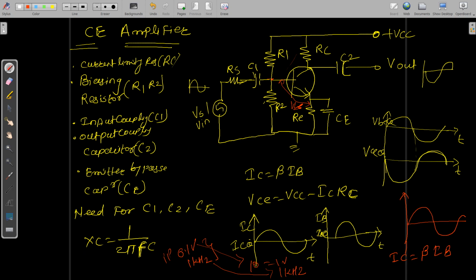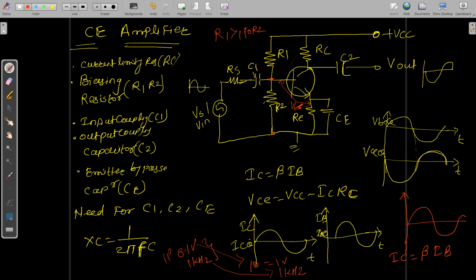How we select the value of R1 is, generally, R1 is greater than or equal to 10 times R2. Okay. As you can see, this is connected to the power supply, so from that we are going to get enough voltage over here with respect to ground, and that voltage will be applied to the base. So this provides the biasing for the transistor so that it operates in the active region.